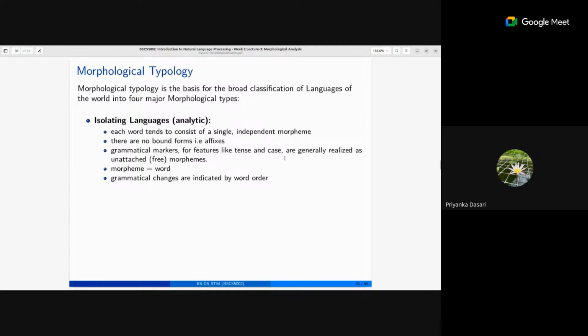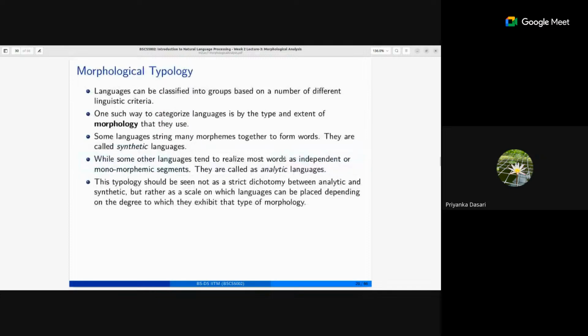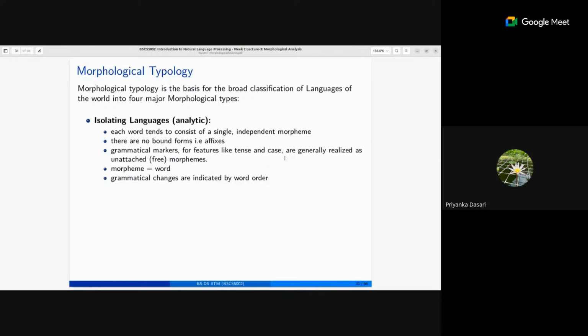Synthetic, analytic languages. Okay, morphological typology here. These are grouped based on linguistic criteria. So it can be synthetic languages and analytic languages. In that, isolating languages are like here, as it says, each word tends to consist of a single and independent morpheme. I think you understood what is free morpheme, bound morpheme, right? So here each morpheme is independent.